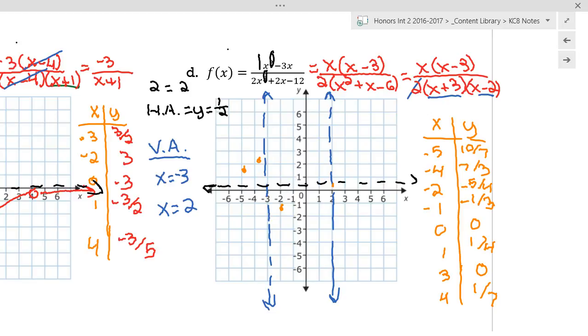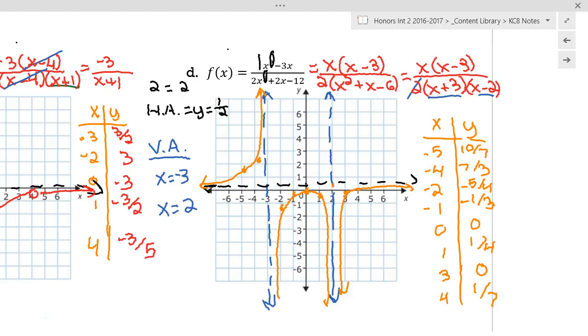Negative 1 is negative 1/3. So right around there. 0 is 0. 1 is 1/4. Like that. 3 is 0. And 4 is 1/7. So just above the 0 there. So if I'm connecting these dots, right, goes like that. These ones come along the fence, turn, and go back along the other fence. And these ones, if you look, are actually going like this, right? The second one's a little bit higher than the first one.